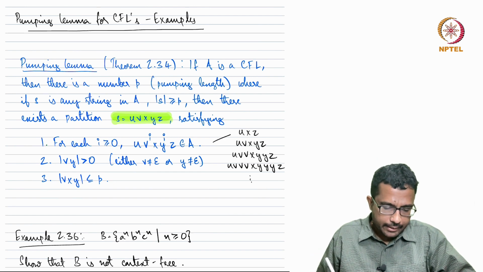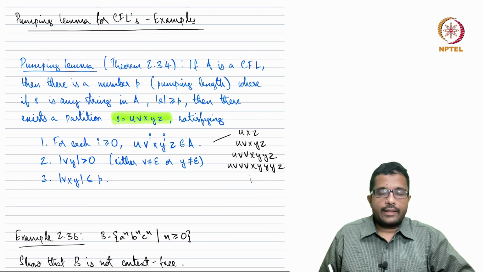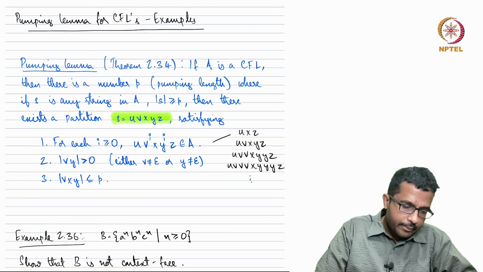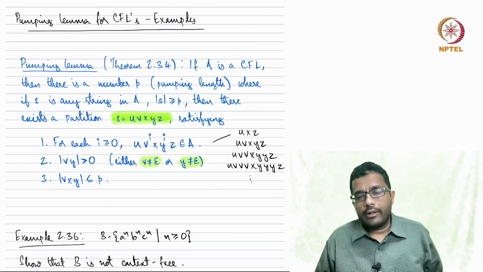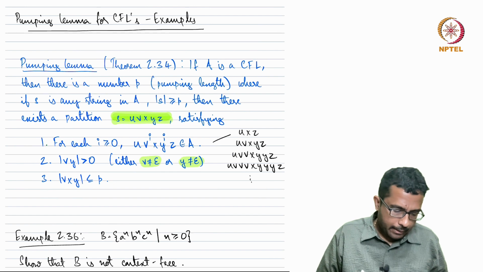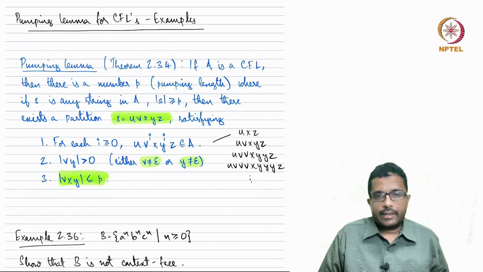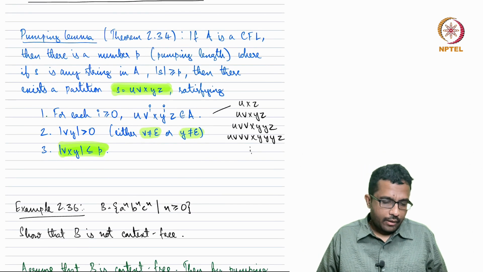Second condition is that the length of vy is strictly greater than 0. In other words, this means that either v is non-empty or y is non-empty. So both of them cannot be simultaneously the empty string. And the final part is that the length of vxy is at most p. And these are the 3 conditions.